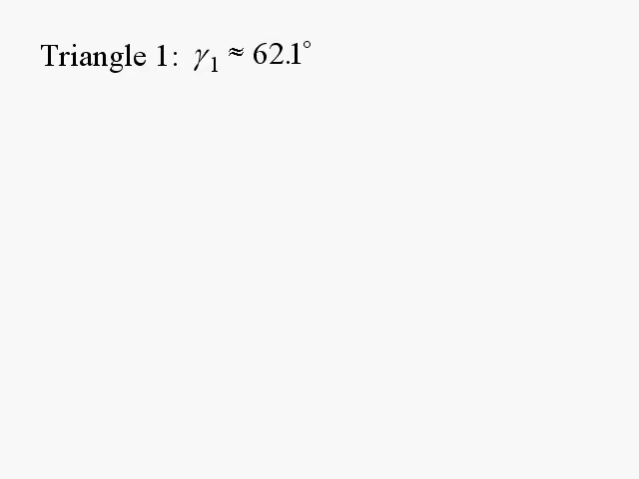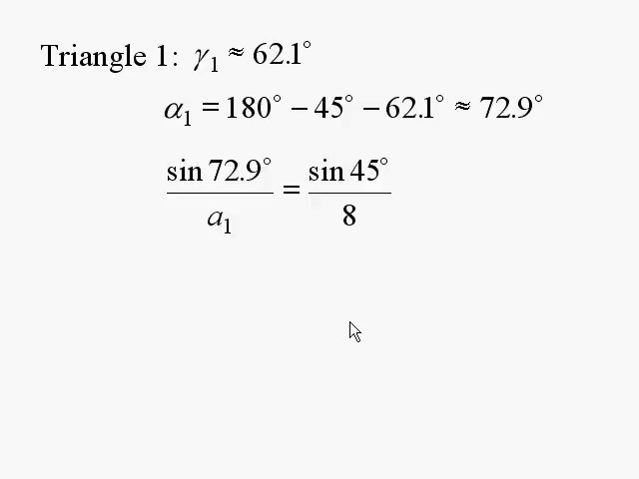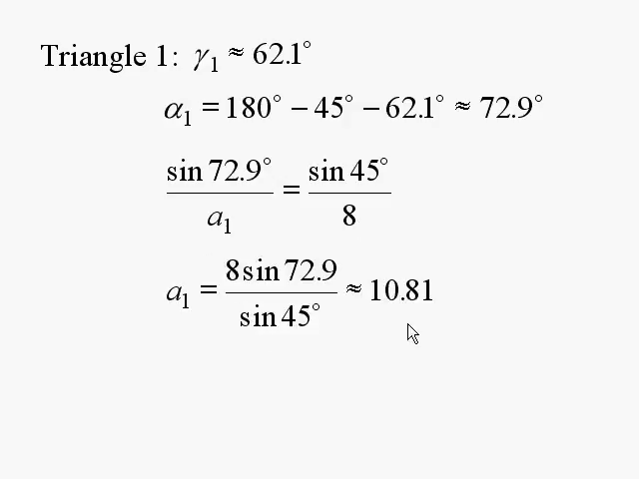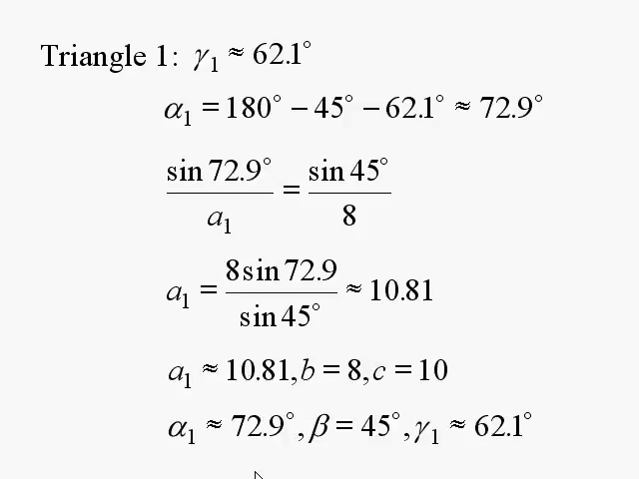So triangle 1, we've got a value for gamma. Gamma 1, 62.1. Then the alpha that goes with that gamma, I'll put a 1 there to keep track of it. Alpha 1 is the third angle to make 180 degrees for the angle sum, so 72.9. Then we can use that value of alpha 1 to say sine alpha 1 over the side opposite A is sine 45, that given angle over 8. And A1 is about 10.91. What we have is A1 as a given value, B and C. So we've got that solution.